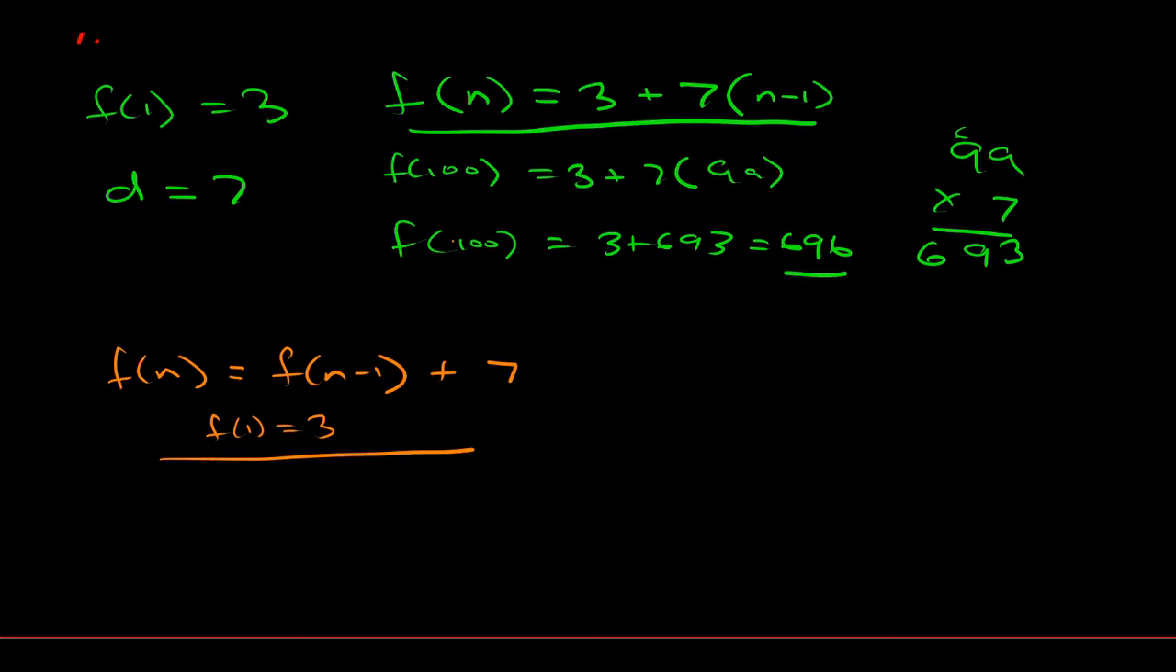Now I'm not going to do f of 100 again because I'd have to find f of 99, f of 98, etcetera. It's going to take way too long. So I'll just do the third term. F of 3 is equal to f of 2 plus 7. Given that f of 1 is 3, we could just add 7 and we get f of 2 is 10. So f of 3 is equal to 10 plus 7, which is equal to 17. So that's the basics of an arithmetic sequence.